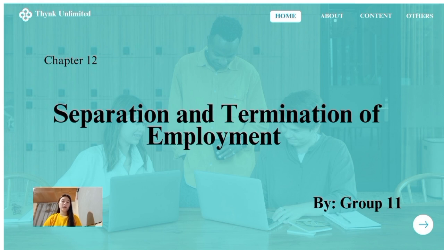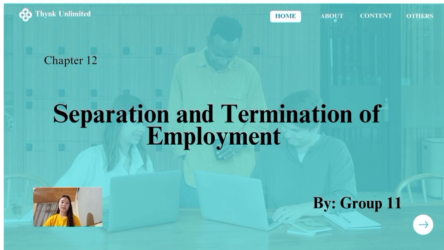So first, what is a separation? A separation happens when an employee leaves the company either by choice or due to circumstances. This includes resignation, when the employee chooses to leave, retirement, or job abandonment, when the employee stops coming to work without notice. It can also include layoffs or redundancy, where the company no longer needs the roles.